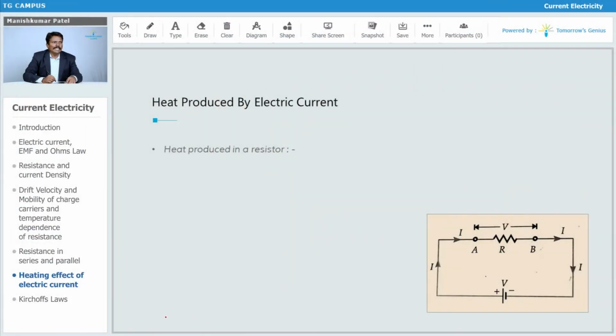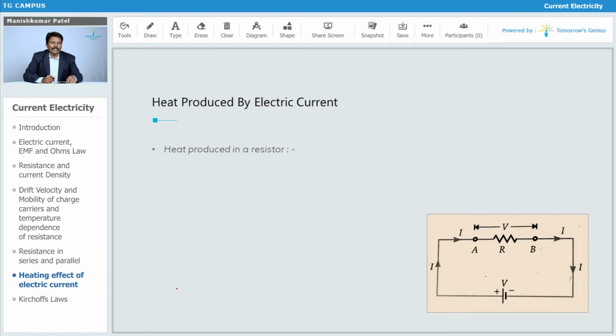So now, what is the heat produced by the electric current? We know that when there is a flow of current through the conductor for a large amount of time, it will definitely get heated. That is what we call the heating effect. That is also the heating effect of your electric current, the heat produced in a resistor.